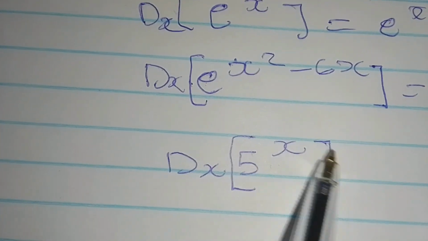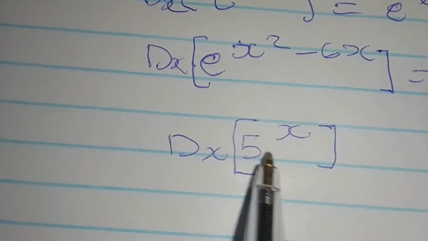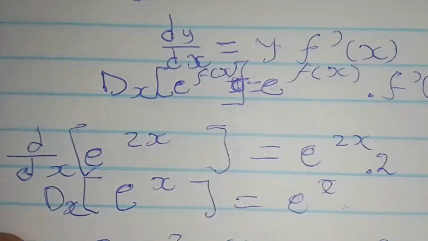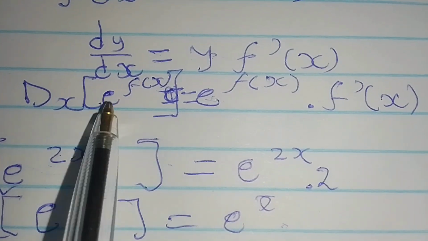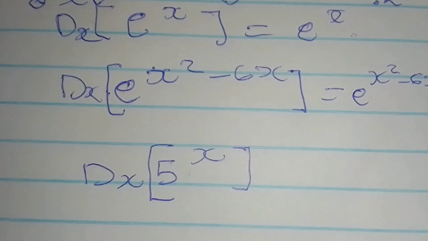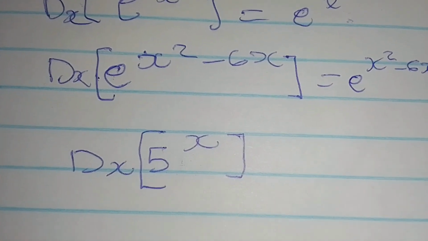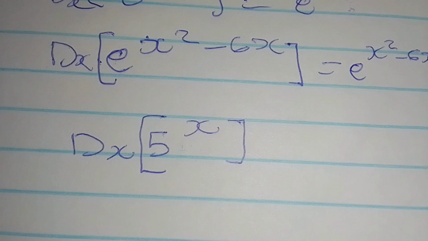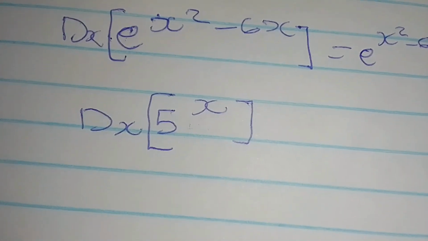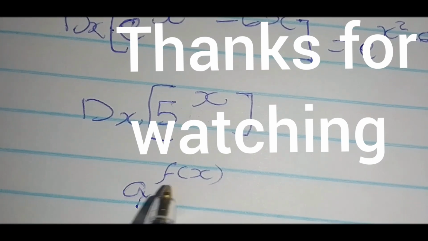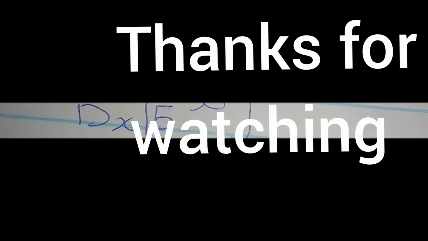But now what about cases like this, where the number is no longer e? Remember, this formula is only applicable if it's e. But now we no longer have e, we have 5 to the power of x. Stick around for a new derivation, with which we can differentiate a to the power of f of x, where a is some number. Stick around.